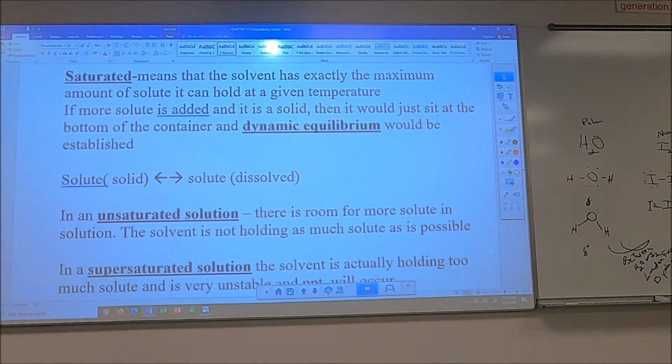Saturated means that the solvent has exactly the maximum amount of solute it can hold at a given temperature. If more solute is added, it won't dissolve. It'll just sit as a solid at the bottom of the container, and a dynamic equilibrium is established.